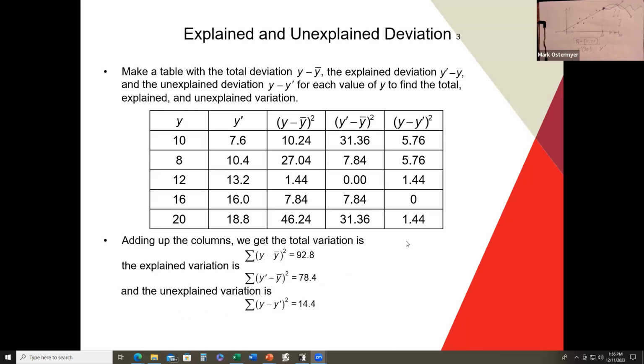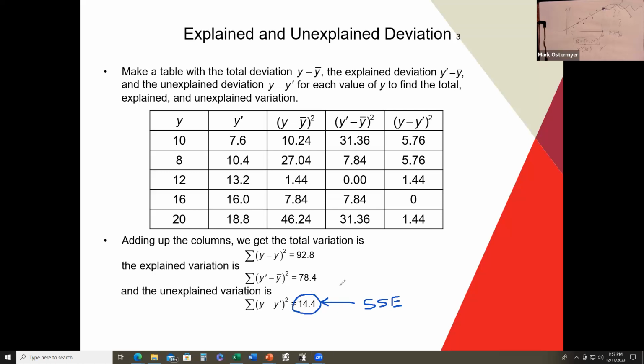So the sum of the last column here is 14.4. This is what I've been calling the sum of squared errors, SSE sometimes is referred to. The sum of squared errors that exist between the actual Y values and the predicted Y values. Your linear regression equation minimizes this sum.